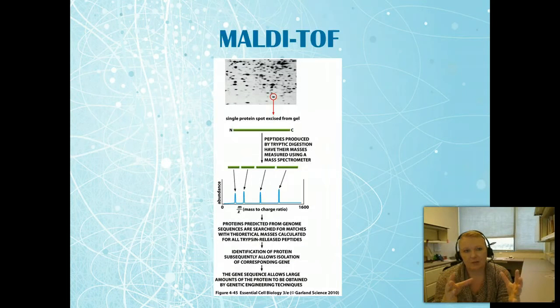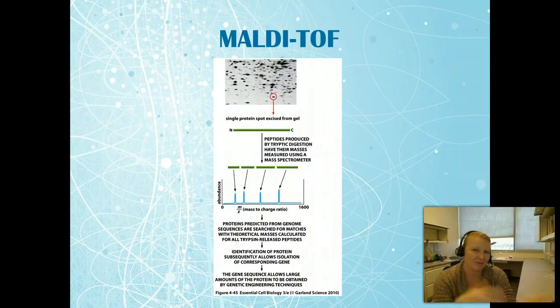Another thing that we use is called MALDI-TOF, which is matrix-assisted laser ionization time of flight. Basically, we have these proteins and we shoot them with a laser, and we look to see how long and how far they fly. It uses a mass to charge ratio to help us determine this, and this allows us to figure out exactly what that protein is.